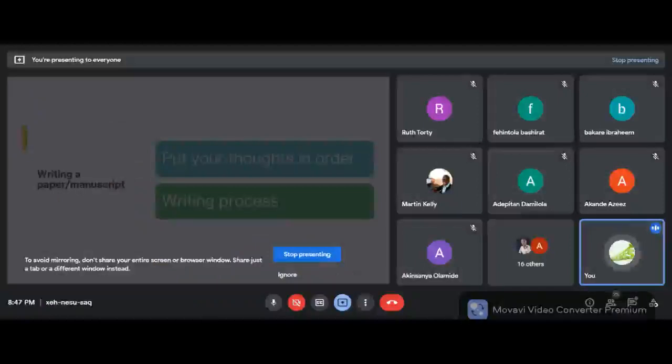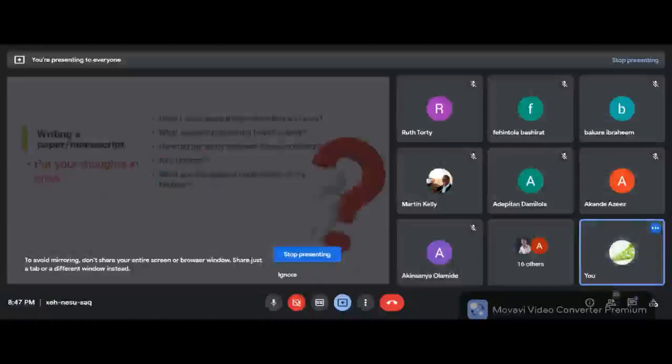So writing a manuscript, I have these two points that are very important to writing a paper or manuscript. The first one is to put one's thought in order, and then the writing process itself. So in putting one's thought in order, some questions are meant to be asked and properly answered.